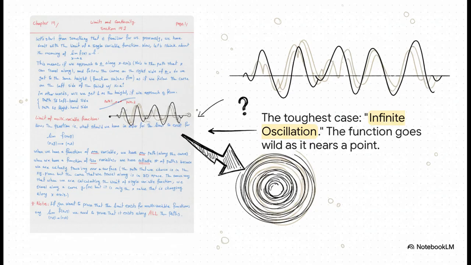All right, now for the main event, our toughest case yet, the function sine of 1 over x. As you get closer and closer to 0, this thing starts bouncing back and forth faster and faster. It's completely out of control. It doesn't jump, it doesn't fly off to infinity, it just goes absolutely bonkers. So how in the world do we describe what's happening here?